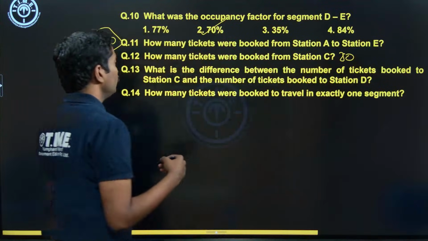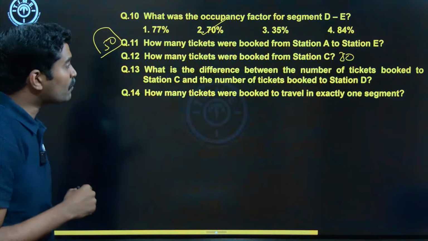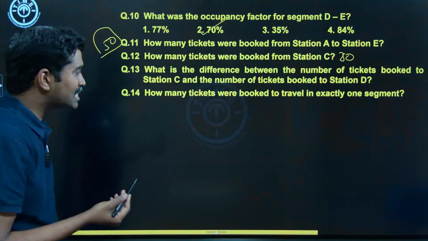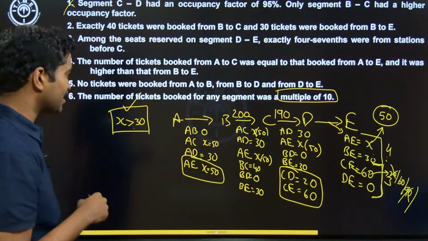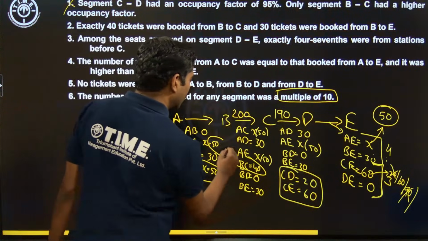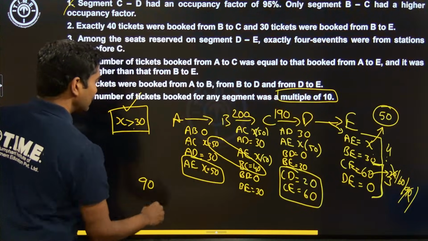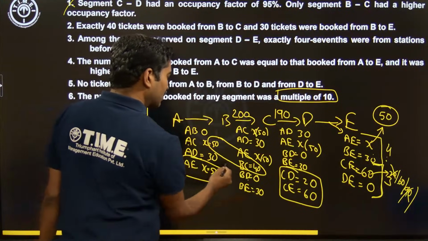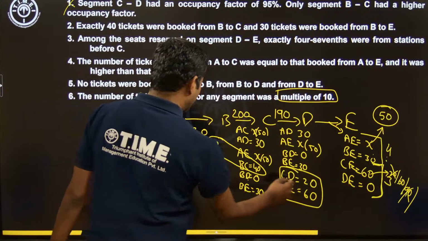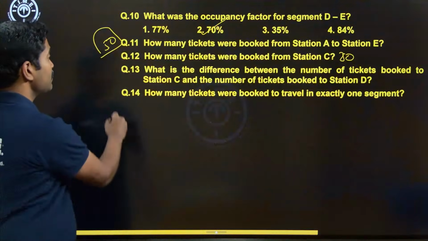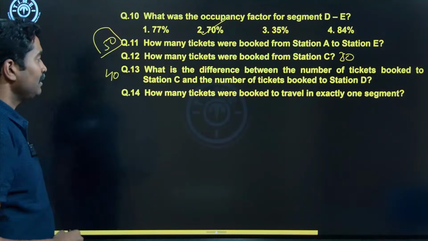Another question, done. What is the difference between the number of tickets booked to station C and the number of tickets booked to station D? Okay, to station C, who all would book? AC and BC. What's the total? 50, 40, 90. And what about D? AD, BD 0, 30, 0 and CD 30, 20, 50. 90 and 50. What is the difference? This is 40.